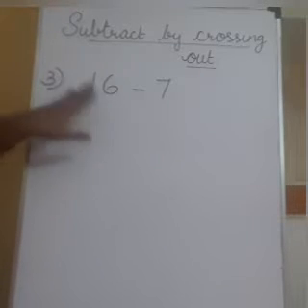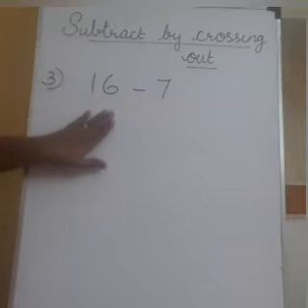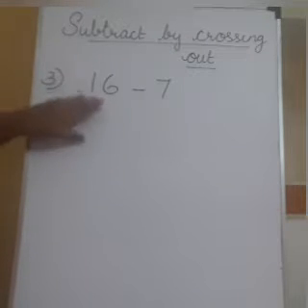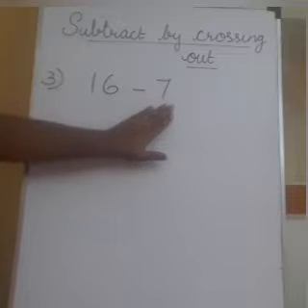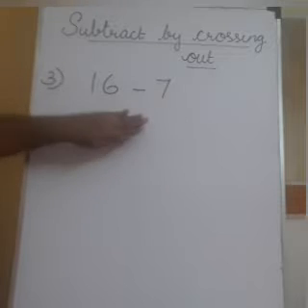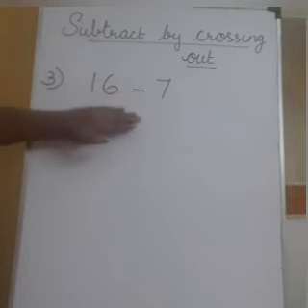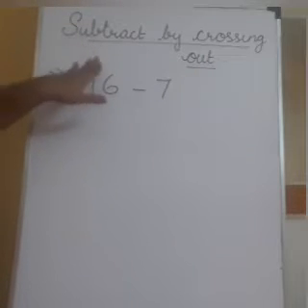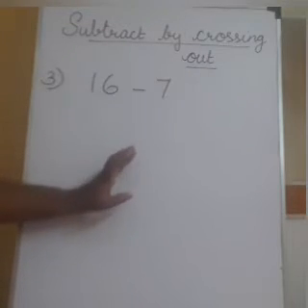Okay, my dear kids, moving to the third question. Look at this. The third question is 16 minus 7. What we are going to do? We are going to do the subtraction by crossing out.